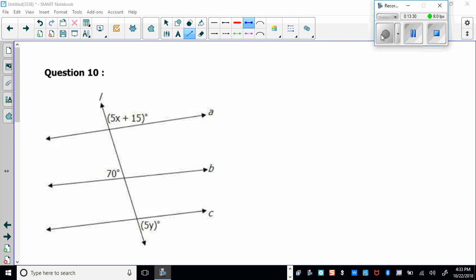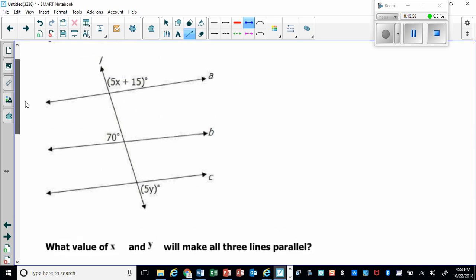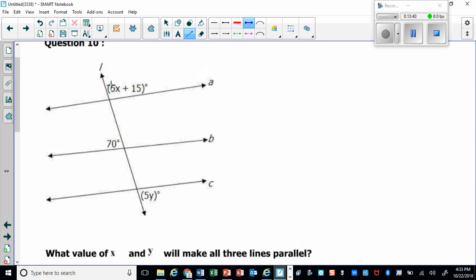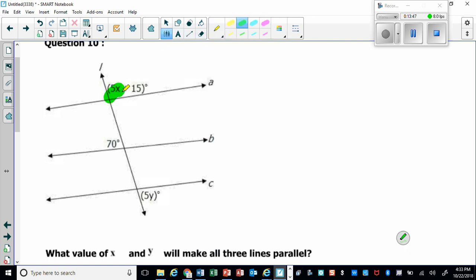All right, so this is the one. The question says, what values of X and Y will make the three lines parallel? What I usually do is, since they're far away from each other, I will say, okay, this is corresponding to this angle, corresponding to this angle, right? So that's one way you can do it.